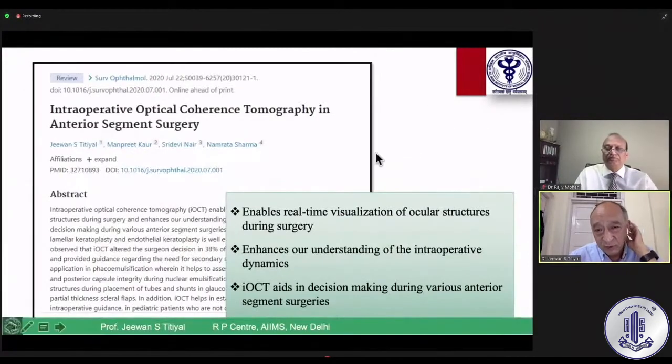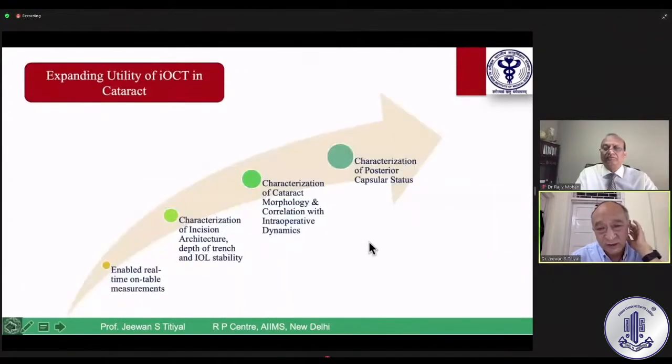So first, this was our survey article recently published where we highlighted all the advantages of using intraoperative OCT in cataract surgery, which really gives you real-time visualization of ocular structures during surgery, and the dynamicity with your instrument and your surgical procedure happening in those cases. So these are the four areas I'm going to cover today.